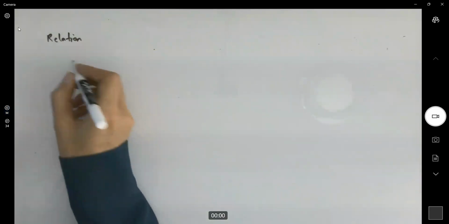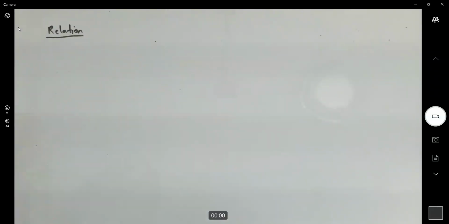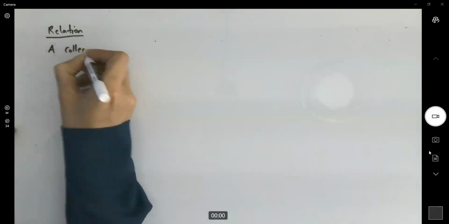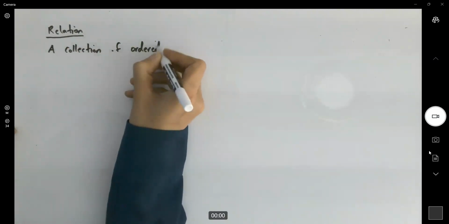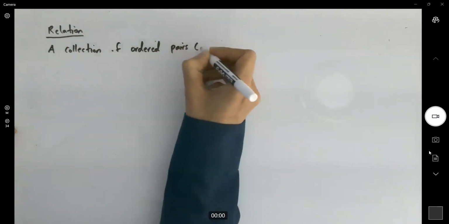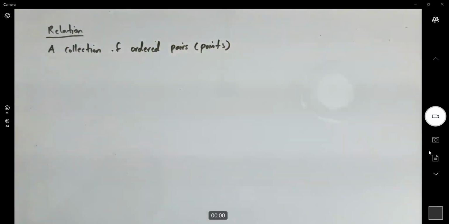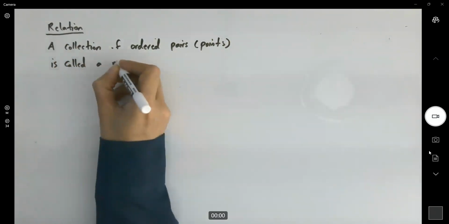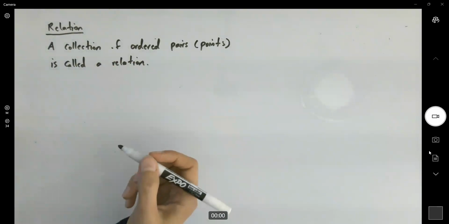So let's talk about relation. What is a relation? So first of all, remember that when we are talking about ordered pairs, a collection of ordered pairs or points is called a relation. So when we are talking about a relation, you are just actually taking a bunch of points from the XY plane.